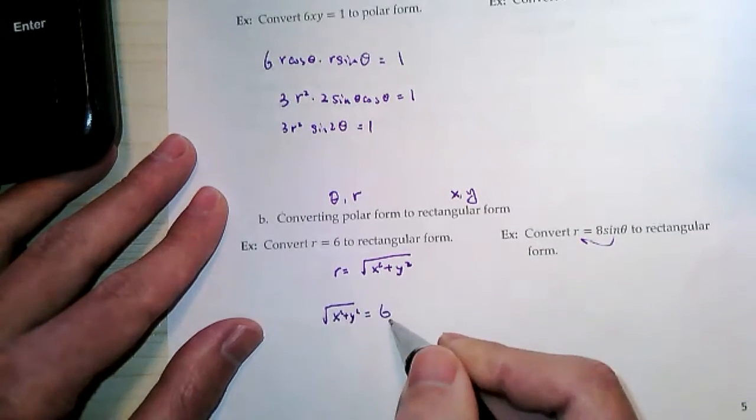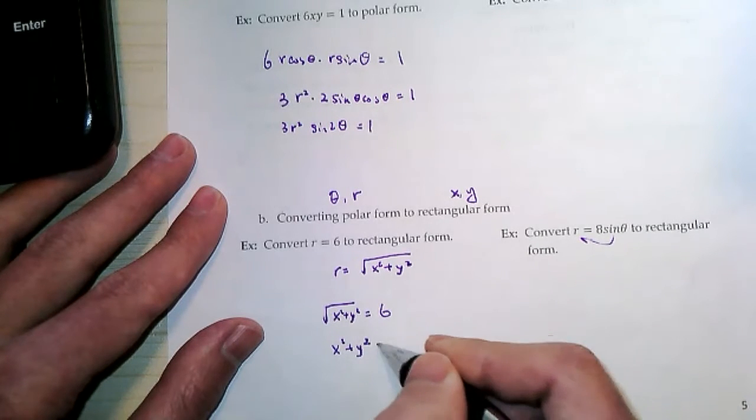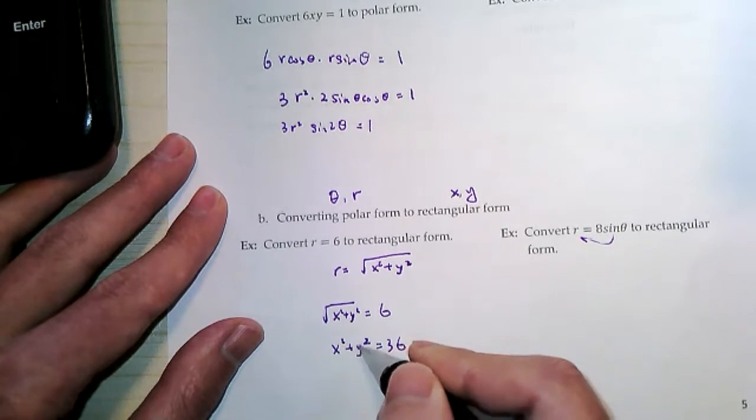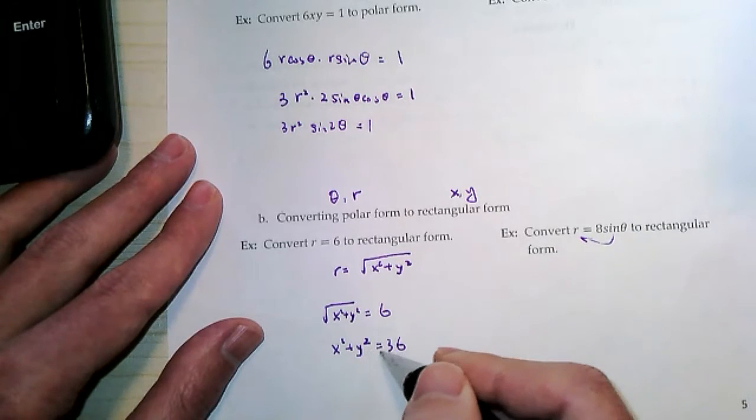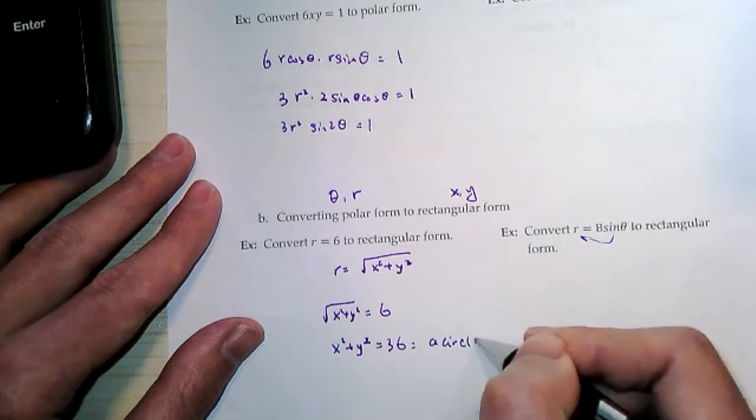If you square both sides, you will see x squared plus y squared is 36. This is just a circle, right?